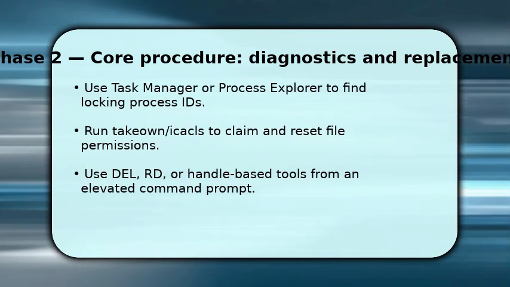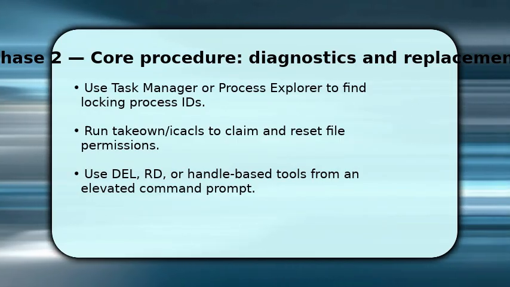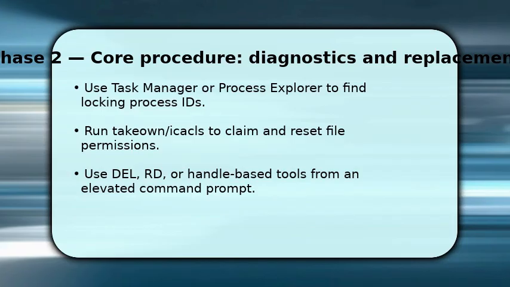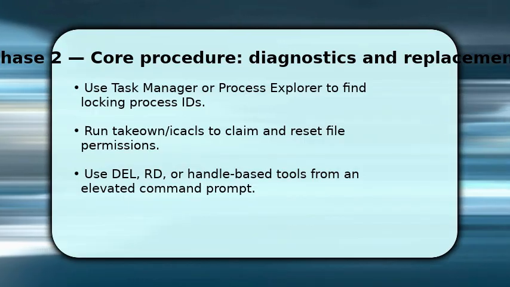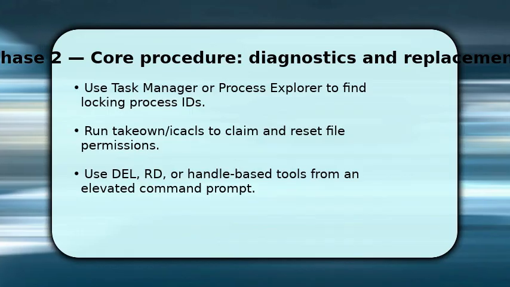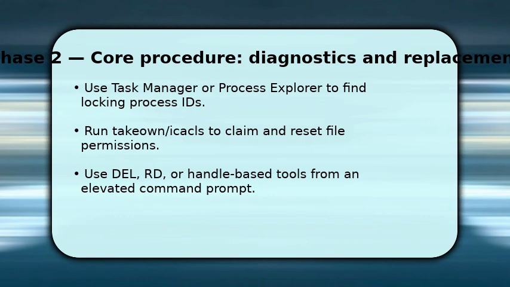You now identify and release locks. Open Task Manager or Process Explorer, locate the process locking the item, and end it. This frees the handle. If permissions block you, run takeown /f /path/file, then icacls /path/file /grant %username%:F, to claim it. Once owned, open an elevated command prompt and use del or rd with the exact path, or use Sysinternals handle.exe to close open handles. These steps change ownership and remove in-use obstacles.